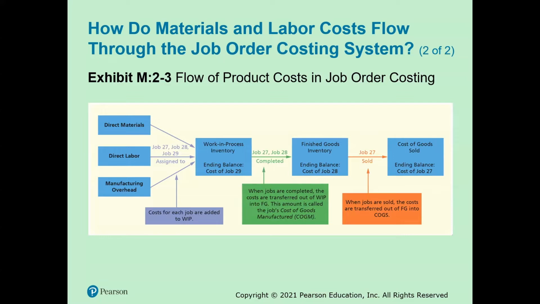When the job units are sold, the costing system moves the cost from finished goods inventory, which is an asset, to cost of goods sold, which is an expense.